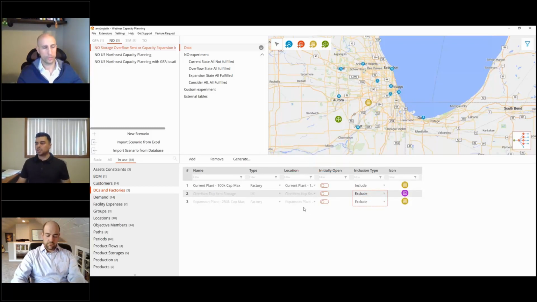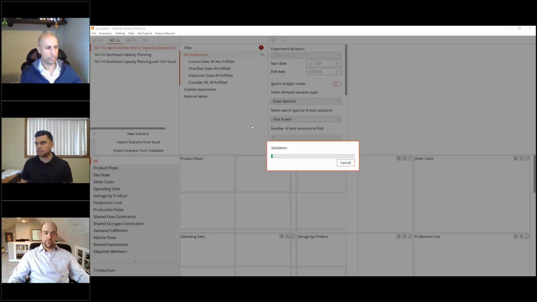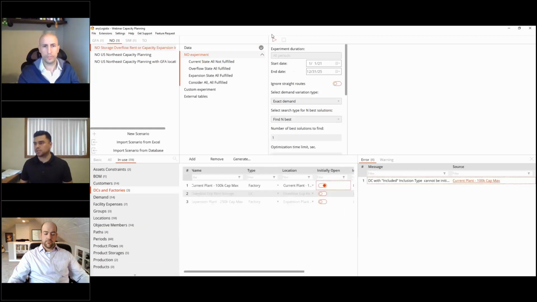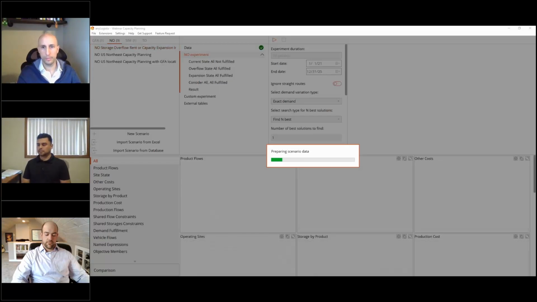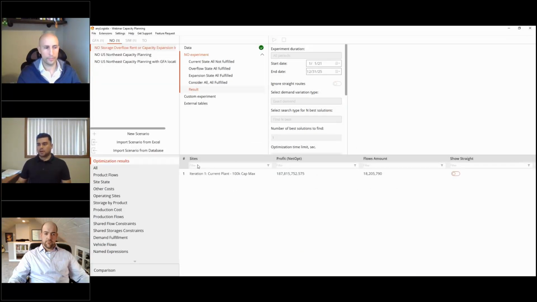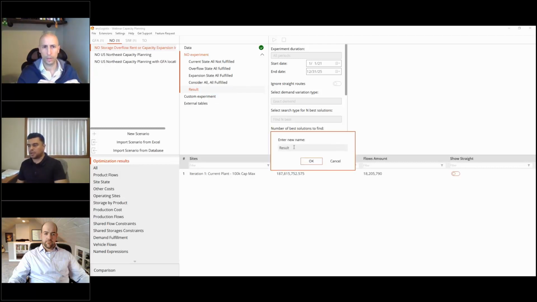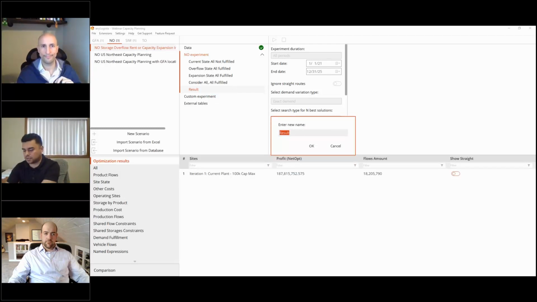Now, keep in mind what we're doing when running this model: we want to understand the current state first, and then ask what if we were to run out of space. So let's run this model to see what happens. Let me run one solution here. There we go, initially open, run it. First of all, our current state shows that we have a $187 million profit. This is the current state with the original plan. This is great.